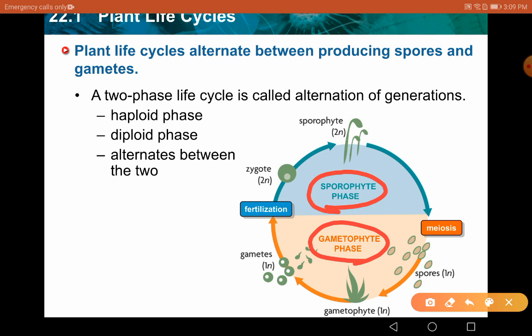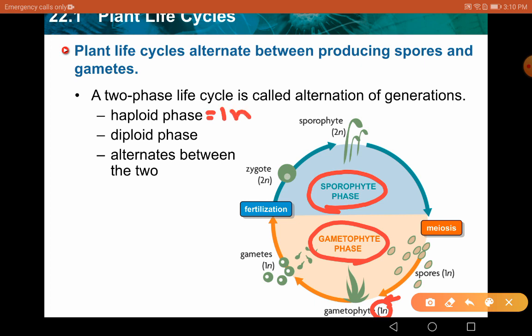If you look at this figure, you will find that some parts have this number written beside them, 1n. 1n means that they have one copy or a single copy of chromosomes, or half of the chromosomes they must have. This means haploid. So, haploid equals 1n.